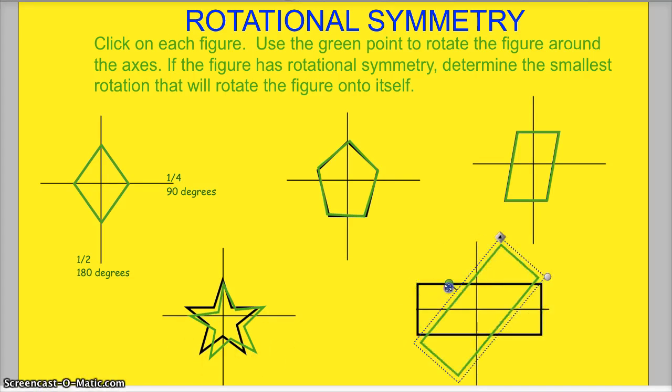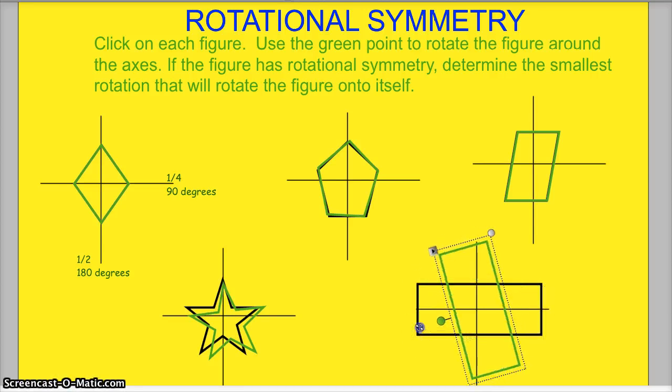As I turn this, you can see this is a rectangle. So if I start here, I rotate, yep, there's one. That's a half turn, 180 degrees. Turn fully back, so one rotational symmetry.